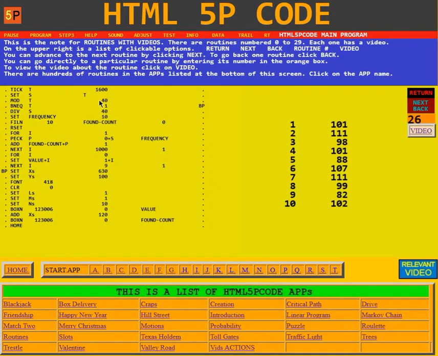Then it mods T by 40. Well, that means this T is going to go from 0 to 39. The very next instruction says branch if it's not equal to a 1 to BP. So only one time in 40 ticks is it going to go down through these instructions. Most of the time it's just going to go to BP, which is down here. And what happens down here is it displays these two columns.